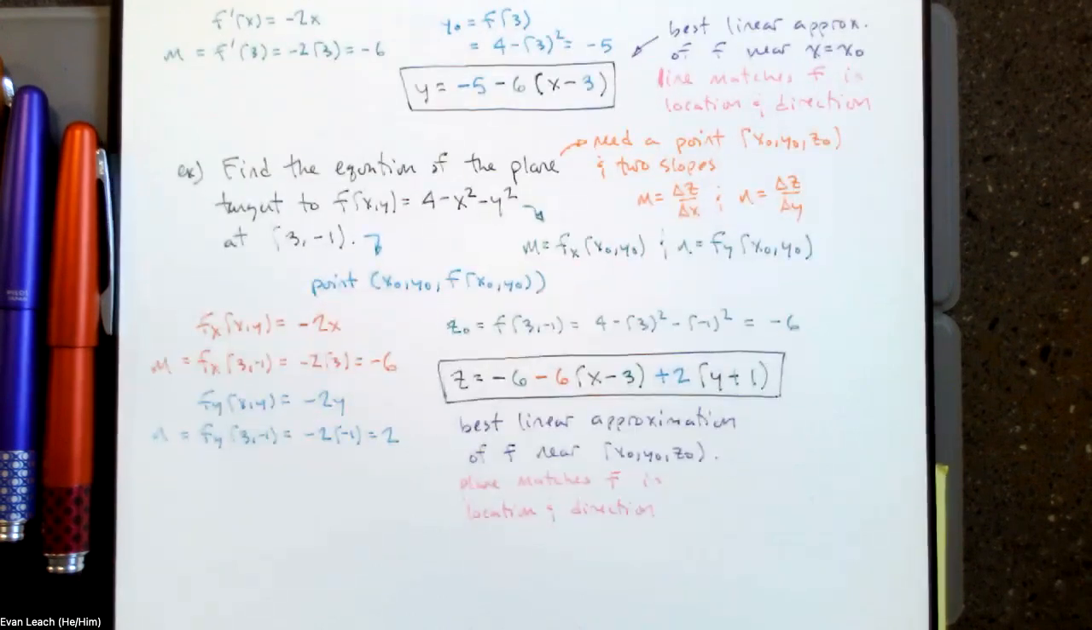So in the same way that the line matched the curve in location and direction, the plane matches the surface in location and direction. That's the idea of a tangent line. Any questions? How's everyone, okay? For the most part, we just look at data and we see what the data is telling us is happening. Then we speculate about what's happening.